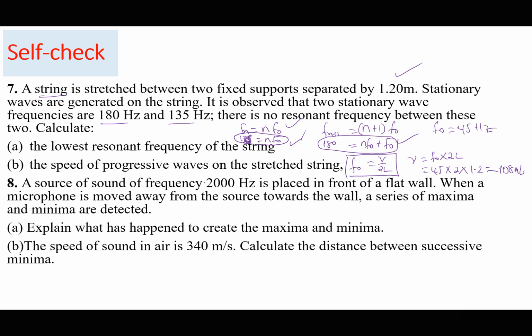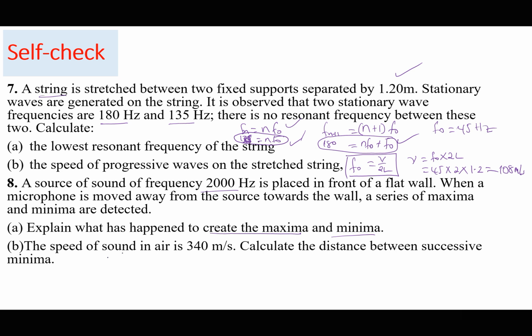A source of sound of frequency 2000 is placed in front of a flat wall. When a microphone is moved away from the source towards the wall, a series of maxima and minima are detected. Explain what has happened to create a maxima. Of course, a maxima is constructive and a minima is destructive. So you should be able to explain that. We did this in one of the lessons.